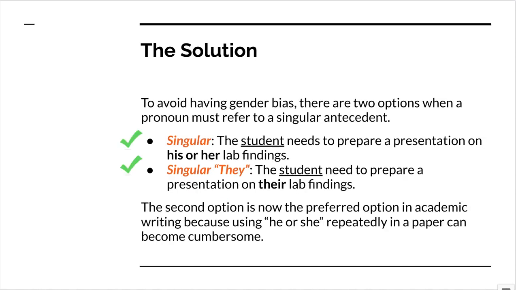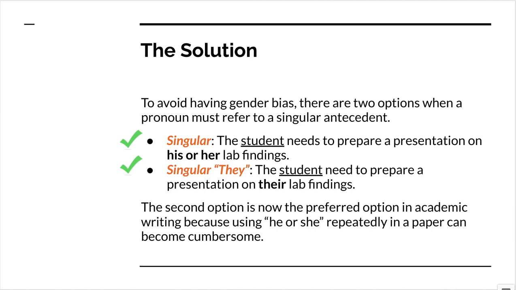All right, so here's the solution for grammar. There are two options to avoid gender bias. The first is when you have a singular noun like student, you can say his or her. This signals you don't know the gender of the student, or you're being gender inclusive. Or you can just use their, which I mentioned earlier. When I was in college, using his or her was a little more preferred. But in recent times, there's been more preference to use their because it's less cumbersome than having to write he or she repeatedly in a paper.